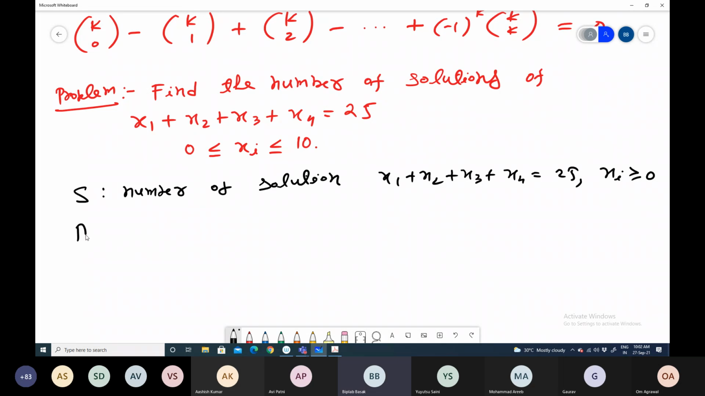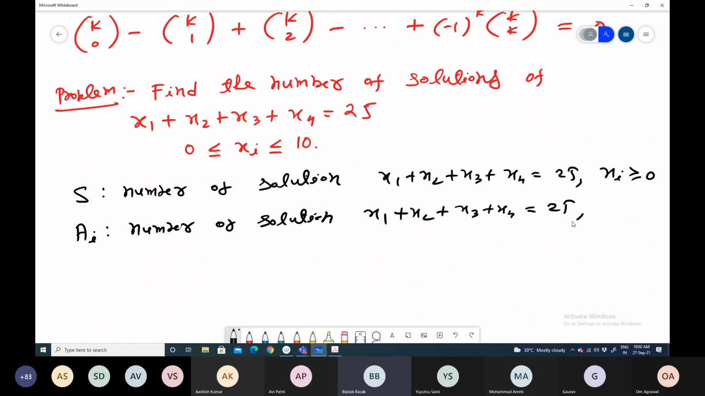And now we choose Ai as the number of solutions of x1 plus x2 plus x3 plus x4 equal to 25, where xj is bigger or equal to 0 for all j, and xi is bigger or equal to 11. And we also have seen this one as well. Now by using S and Ai we can solve this.